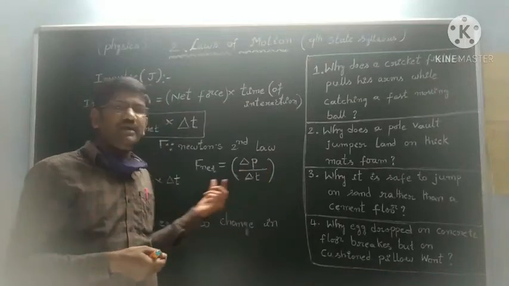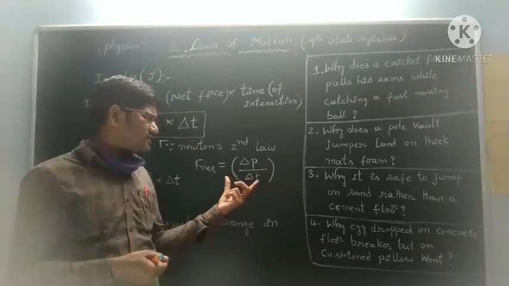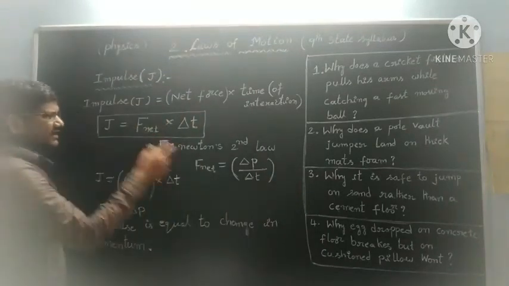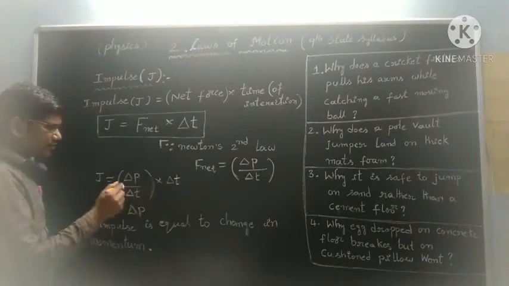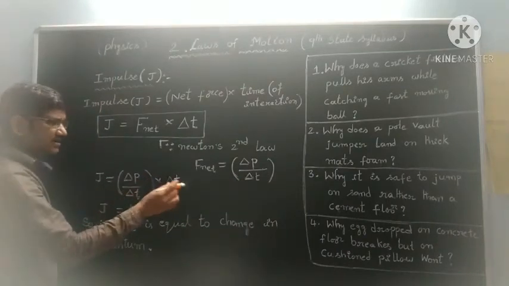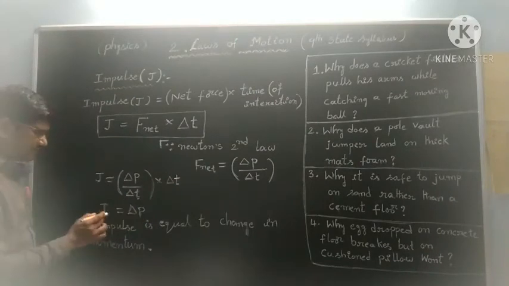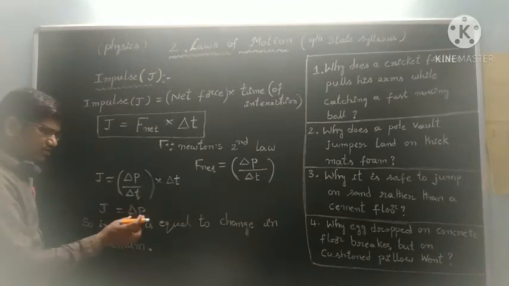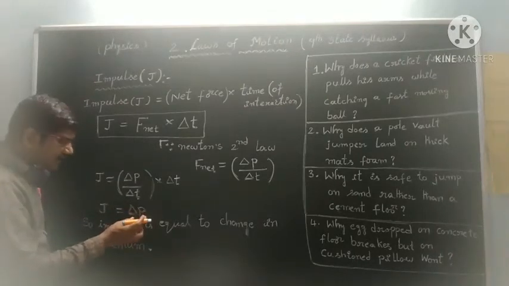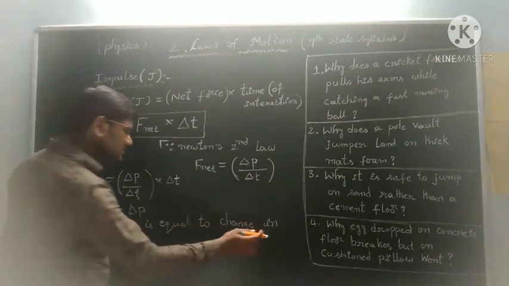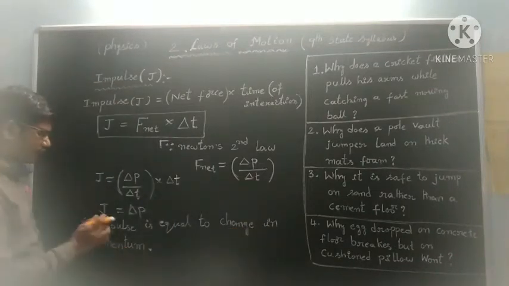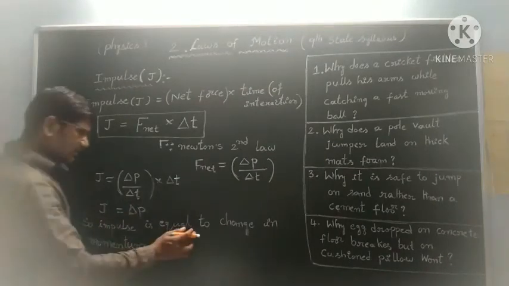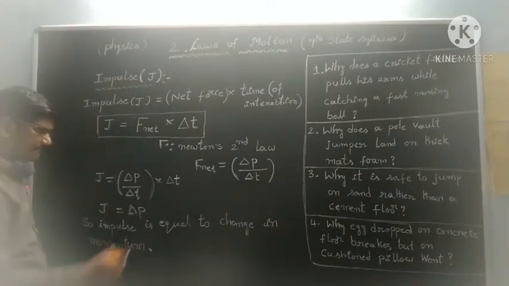So rate of change of momentum is called force. This is from Newton's second law. It is indirectly nothing but m into a. So here in this F net, I can write delta P by delta T, and here delta T gets cancelled. Then impulse J is equal to delta P. See children, we already clearly know that delta P is equal to the change in momentum. So this delta P is nothing but J. So impulse is equal to the change in momentum.